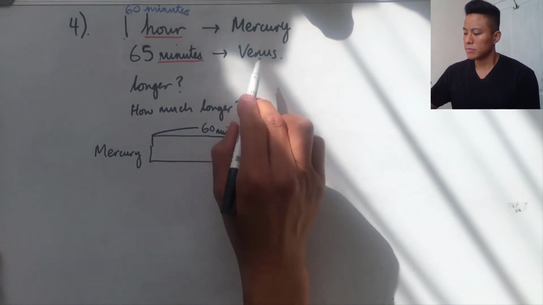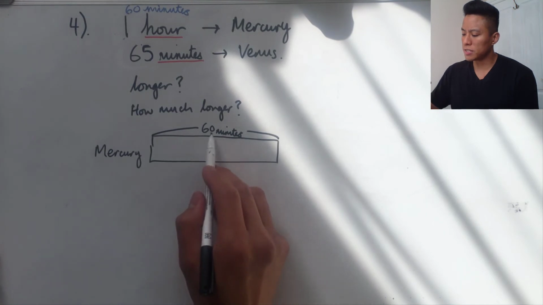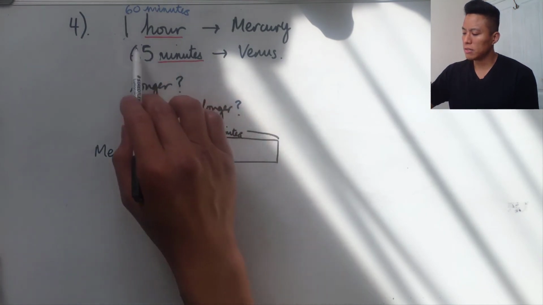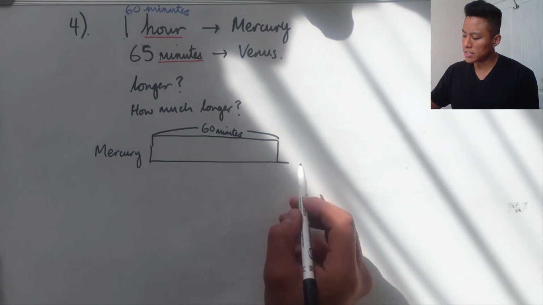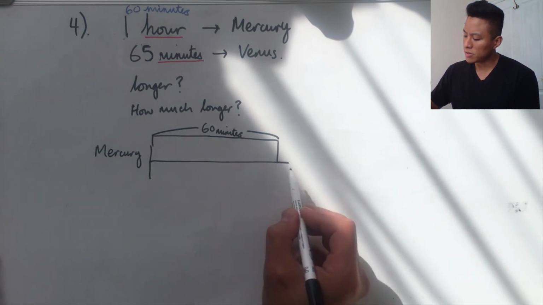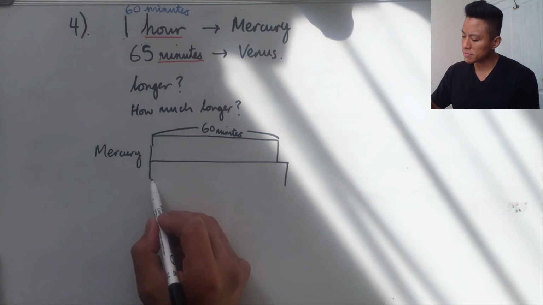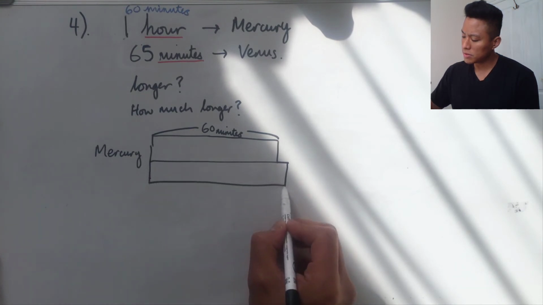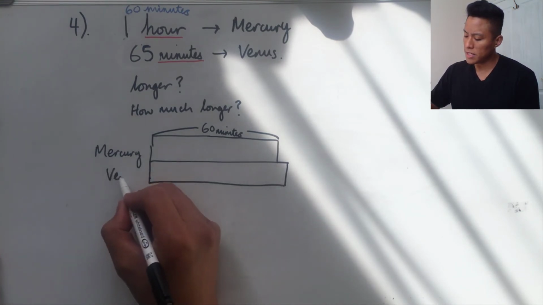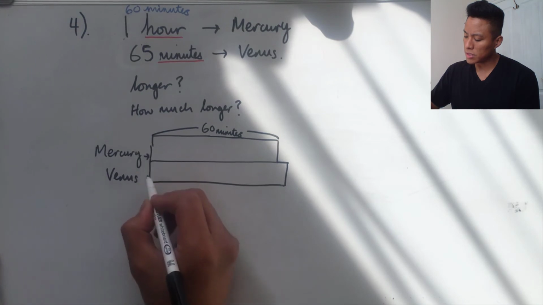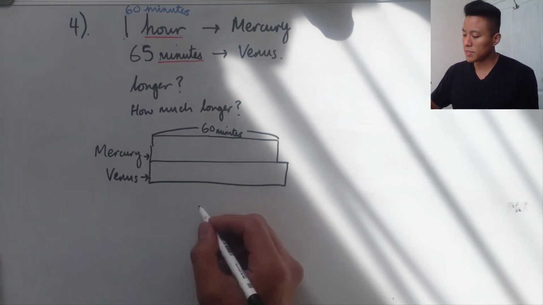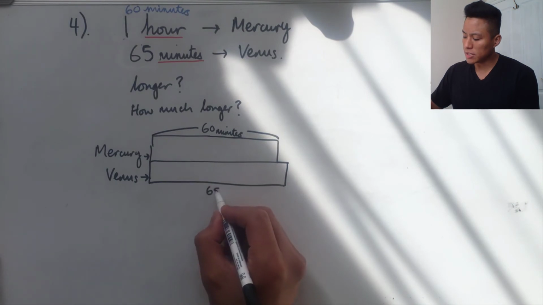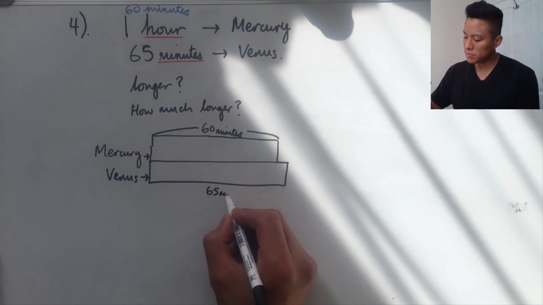Right, now this is our trip to Venus. So 60, 65, oh look at this. That is 60. I'm going to say 65 is roughly there, isn't it? Yeah. 65. Venus. That represents Mercury. That represents how long it takes to get to Venus. And now this is 65 minutes.